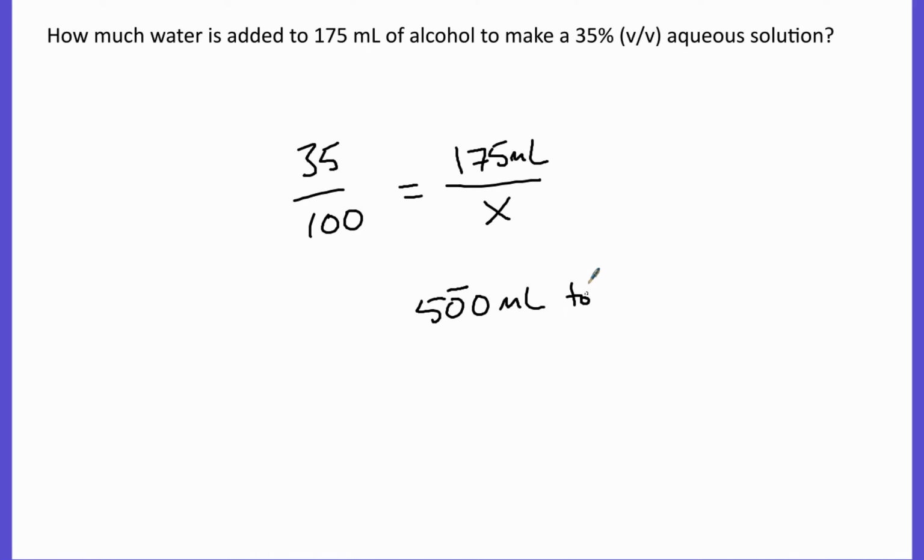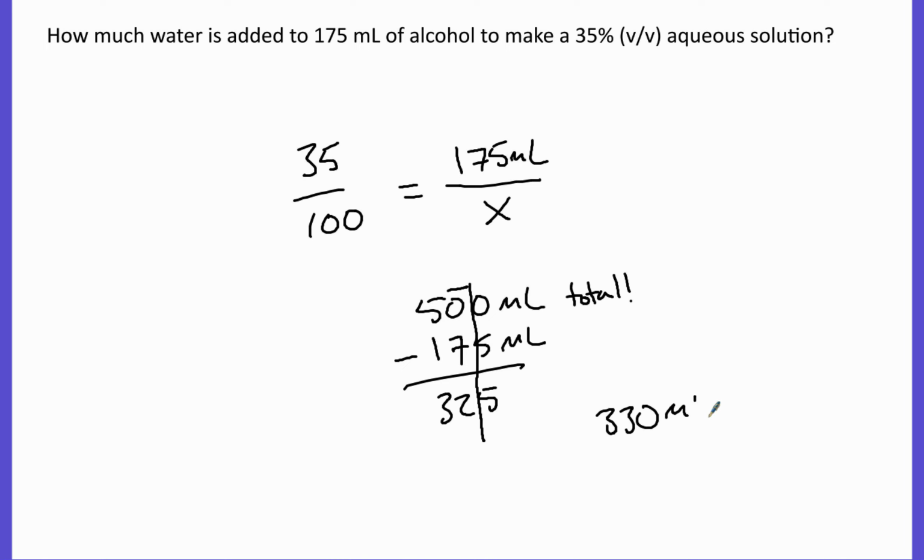But I have to remember that that's my total volume, right? That includes the alcohol. So I actually have to subtract the alcohol amount out of there. So I have to subtract 175 milliliters from that 500 to get my actual answer, which is going to be, what, 325? But then I have to round it because of my sig figs. So I'm going to end up with 330 milliliters. That's how much water I'm going to need to add to that alcohol to make this solution.